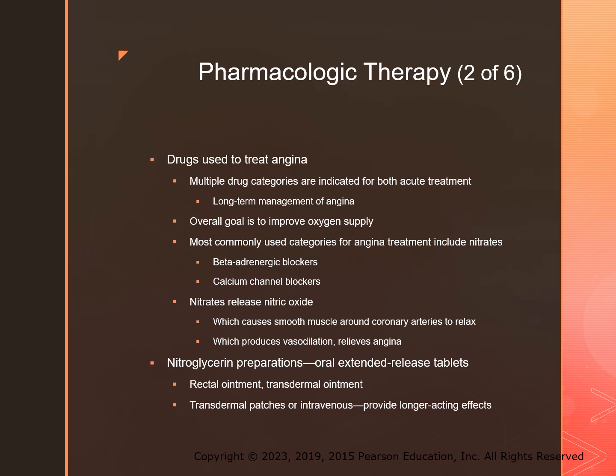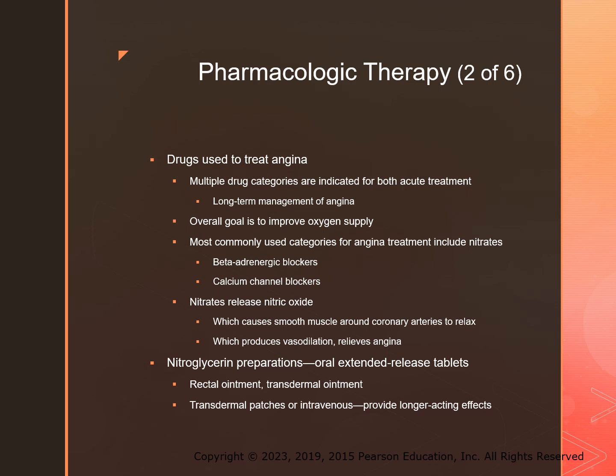Multiple drug categories are indicated for both acute treatment and long-term management. And some of these are your nitrates, beta-adrenergic blockers, and calcium channel blockers. And it lists under the nitrates, and the nitrates dilate the vessels so you can get some more blood flow in there. It can cause a rapid drop in blood pressure, and the patient may have a bounding headache. And so you need to pay attention to that.